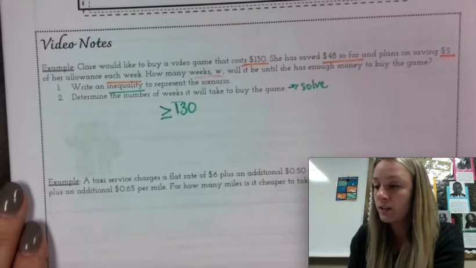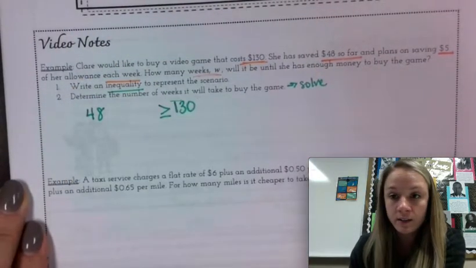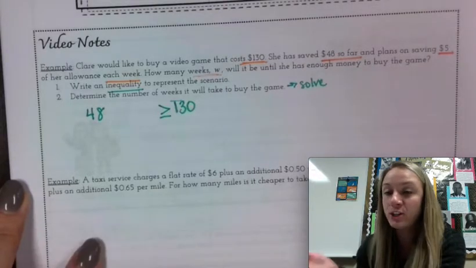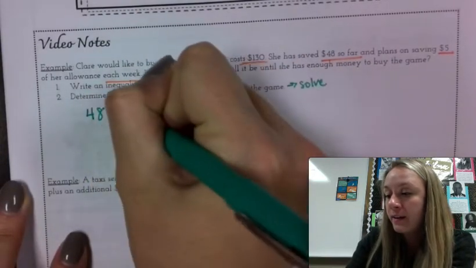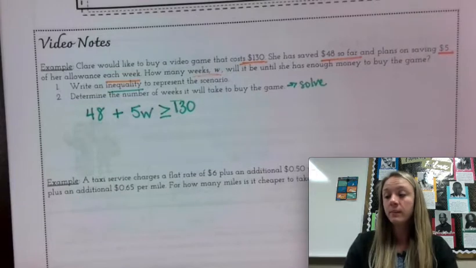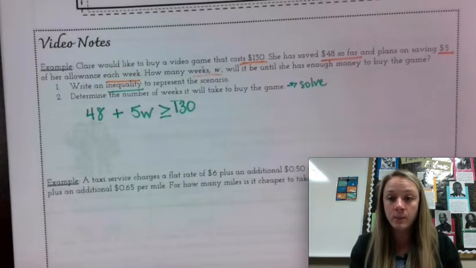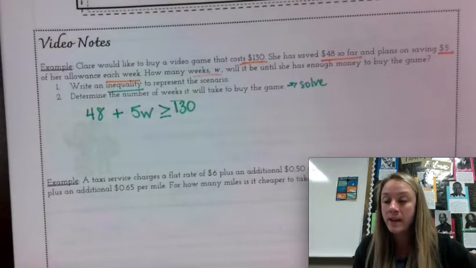So far her starting point is the $48. That's what she's starting with already in her savings account, or already saved up. And she's adding on to that what she's saving each week. So we are going to add $5 per week. And so that's our inequality. This would be the 2.0 level. That's what we did for the last learning target. But now we actually need to solve it.